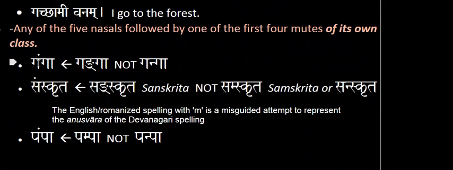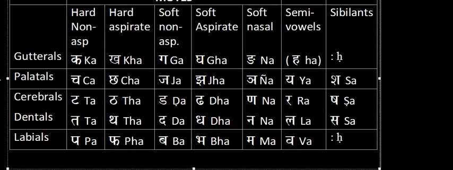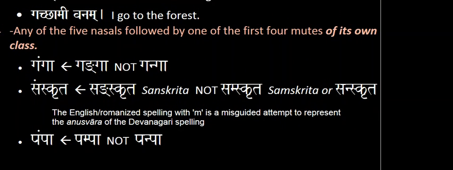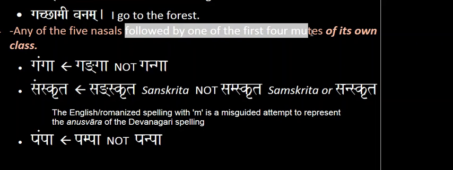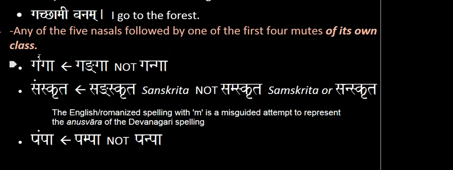Now, let's give an example here. So we have the word Ganga. Now, why am I saying that this is Ganga and it's not Gumga? Okay? All of these nasals, nga, nya, na, na, ma. How do you know which one of the nasals it is? So, you have a dot above the ga. It says any of the 5 nasals followed by one of the first 4 mutes. So this is followed by one of the first 4 mutes. Ga. Ga is one of the first 4 mutes.